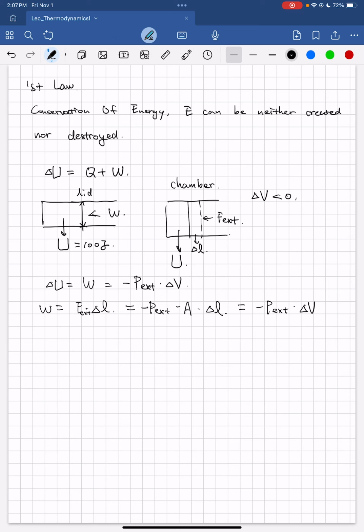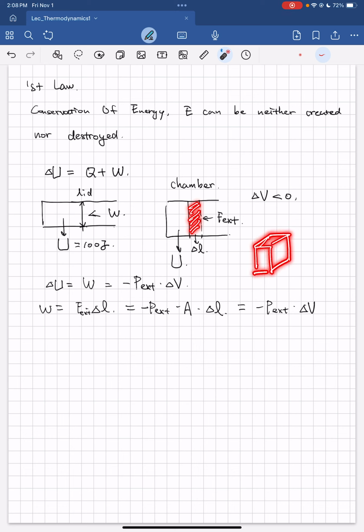How is that? Delta V is the volume of this empty space. That is how much the volume of this system changed, right? It used to look like this, but now it contracted. So that amount is delta V. And I know that this is quite confusing, right? Why is there a minus?